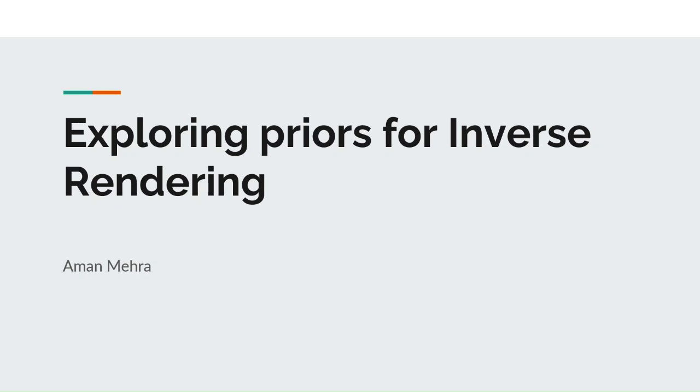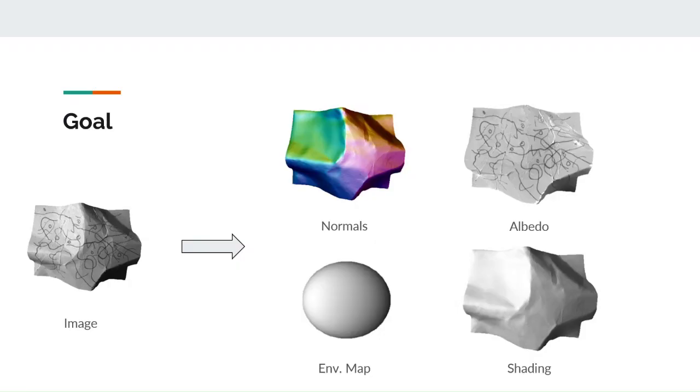Hi, my name is Aman, and today I'll be presenting my project on exploring priors for inverse rendering. So the inverse rendering problem deals with a single RGB image where we would like to estimate its normals, albedo, shading, and environment map altogether from just the single image. This is inherently ill-posed because there can be an infinite number of such factorizations that result in this image.